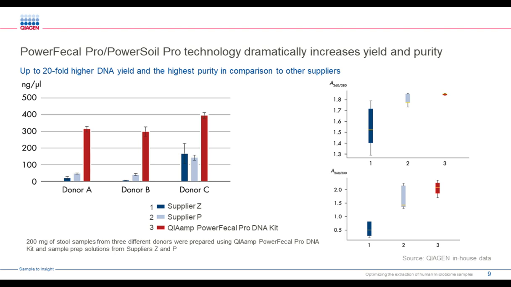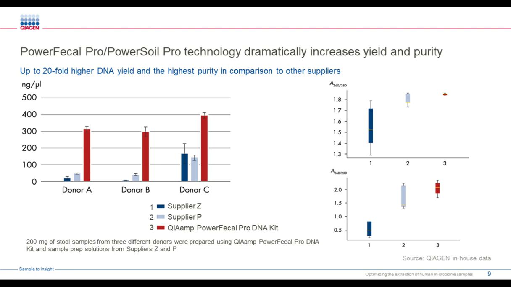But I also mentioned that we have dramatic increases in yield, and here's an example of that. So this is a test where we took 3 different donors, prepped 200 milligrams of stool sample using some commercially available prep kits, as well as the PowerFecal Pro kit. And you see for 2 of the samples, for donor A and donor B, dramatic increases in the yield that we get out. So that's where we get the up to 20-fold increased DNA yield. With the other kits on the market, we're getting very low yields, and then we get very stable yields for the new kit.